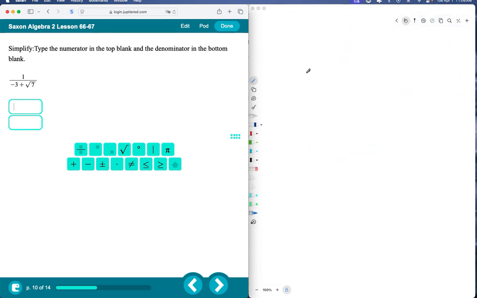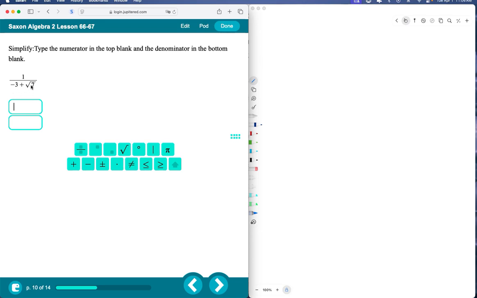So conjugation is when you change the sign in the middle here, and the radical always has to come second. So you might have to rearrange it. But then you change the sign here to its opposite. If it's negative, you make it positive. If it's positive, you make it negative.